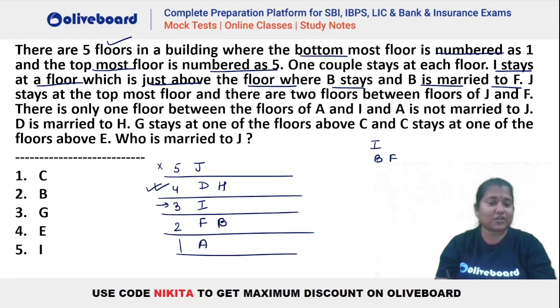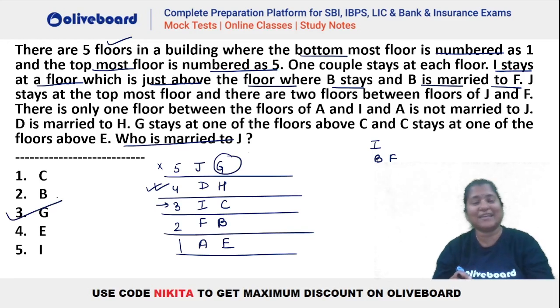D is married to H, that means they will be staying together. G stays on one of the floors above C, and C stays on one of the floors above E. So this will be your C here, and this will be your E here. Now, who is married to J? You can see that's your G, right? So the answer here would be G.